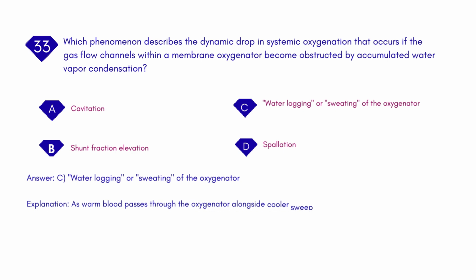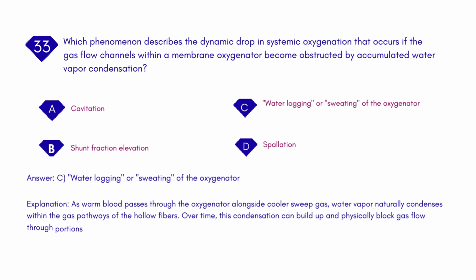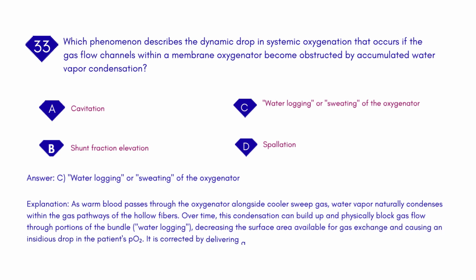Explanation: As warm blood passes through the oxygenator alongside cooler sweep gas, water vapor naturally condenses within the gas pathways of the hollow fibers. Over time, this condensation can build up and physically block gas flow through portions of the bundle, waterlogging, decreasing the surface area available for gas exchange and causing an insidious drop in the patient's PaO2. It is corrected by delivering a brief, high-flow gas flush to clear the moisture.